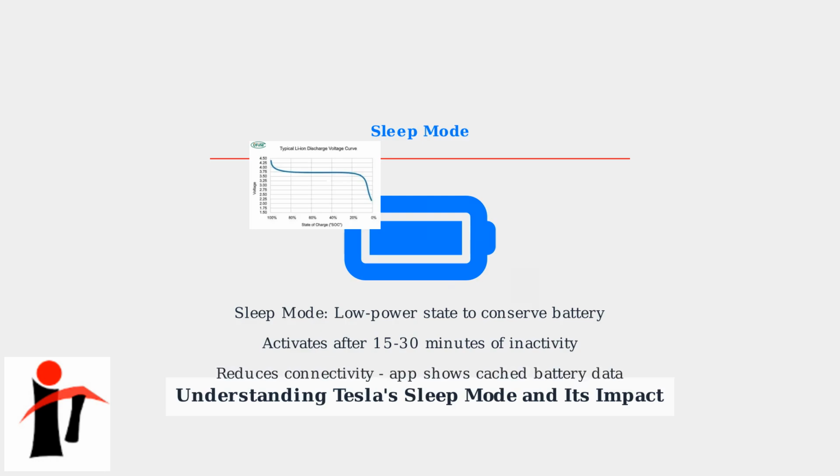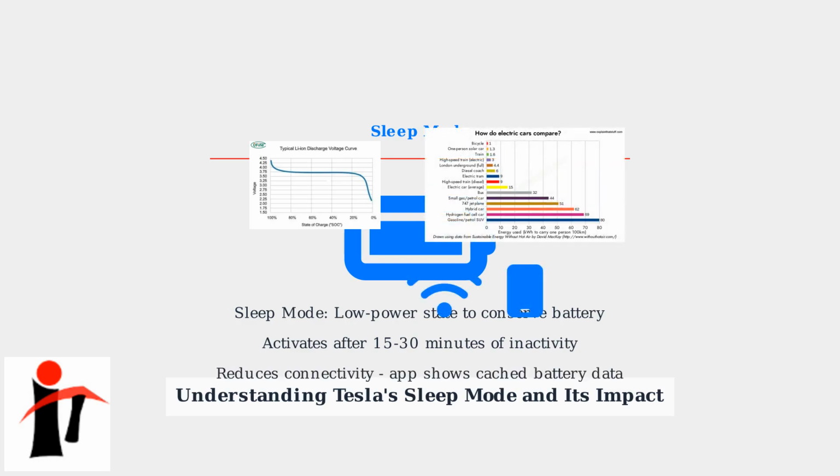The app relies on a secure connection to pull current battery state information, but sleep mode interrupts this communication. As a result, you might see an old battery percentage that doesn't reflect the current charge level. The first step to force a battery refresh is to wake up your Tesla, which restores full connectivity and allows the app to sync with the latest data.